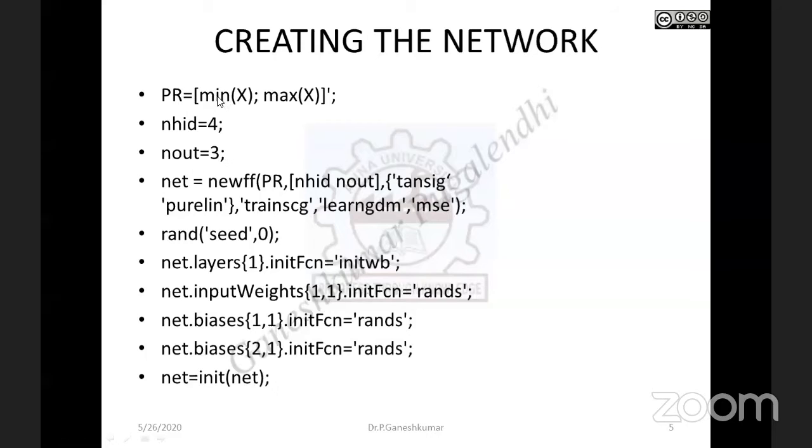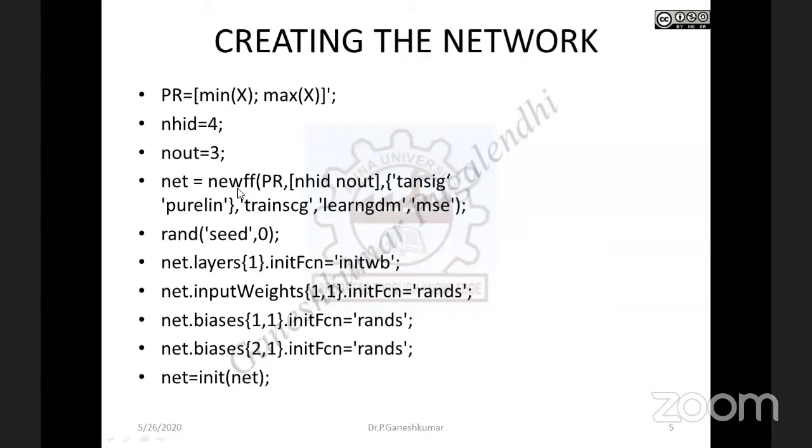PR is nothing but the minimum value and the maximum value of the total data set, so that matrix is assigned here. This PR is required because the next command, the 4th command, is called newff, that is, new feed forward neural network. newff is the command used to create a new feed forward neural network.